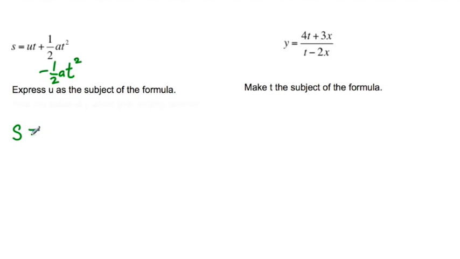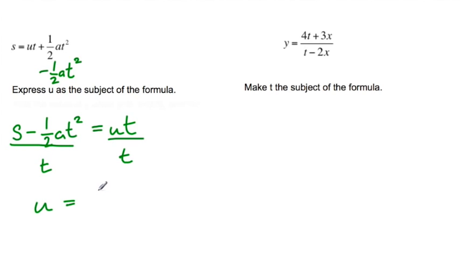So now I have s minus 1/2 at squared equals ut. Then I'm going to divide this by t, divide that by t, and I'm going to get u equals s minus 1/2 at squared over t. Now the danger here is that you're going to look at the t squared and t and you're going to want to think, oh, I can just cancel those out.